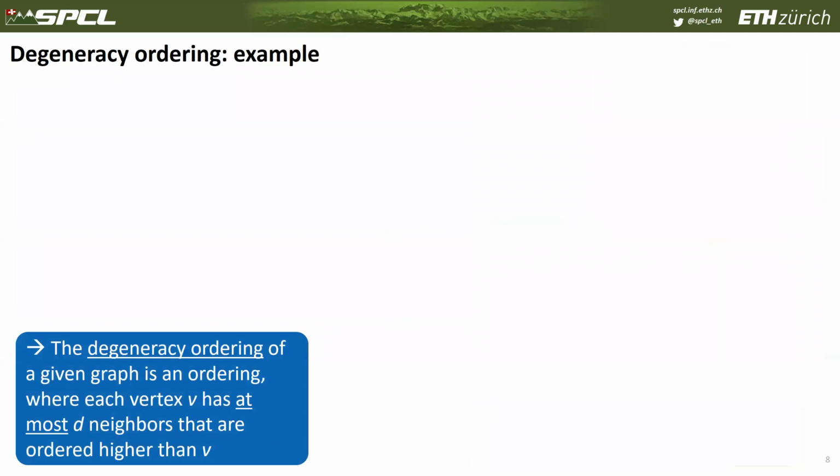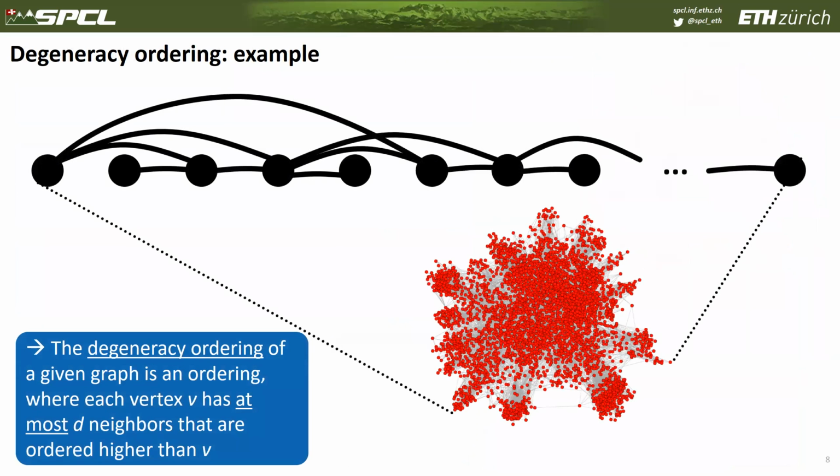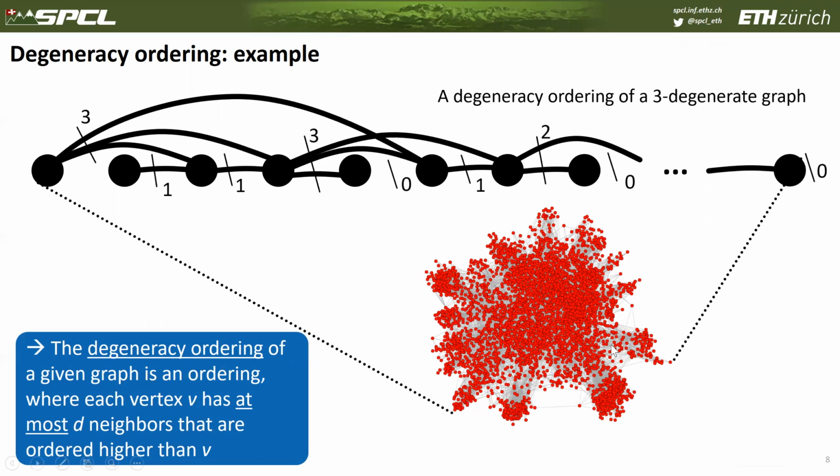Let's take a look at another example. We grab some graph and let's just say this graph is 3-degenerate. Then we order the vertices by just putting them on some line. And so this is a degeneracy ordering of this 3-degenerate graph because we can now double check and verify that each of the vertices will have at most 3 neighbors ahead in this order.